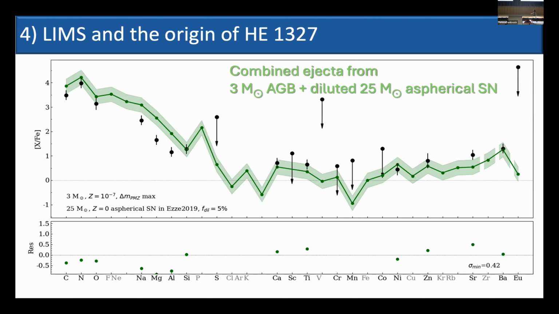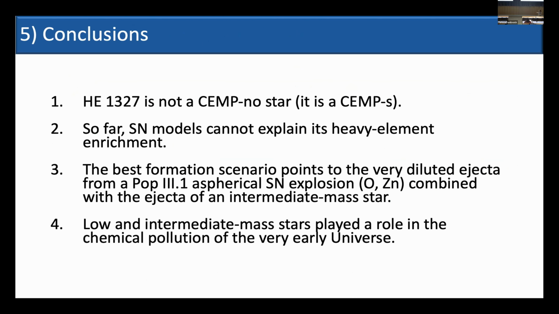So a little of supernova yields diluted in primordial matter gets a nice fit to a Frebel star. And here are my conclusions. First of all, in the literature, Frebel star is always supposed to be a CEMP-no, a sub-no star. Strontium and barium are always forgotten, but they are there and they are important. At the moment, no supernova model can perfectly explain the heavy element enrichment.